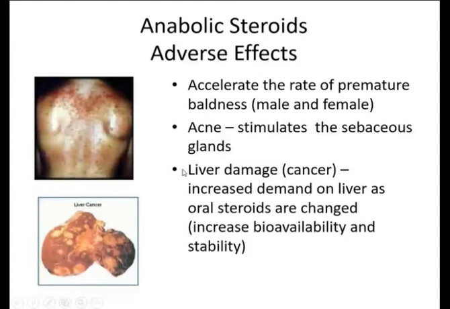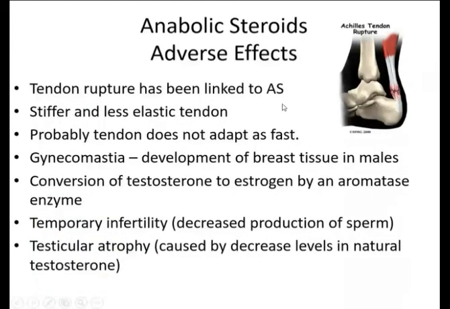Tendon rupture has been linked to anabolic steroids. The tendon can rupture, becoming stiffer and less elastic, probably because the tendon does not adapt as fast. Gynecomastia, development of breast tissue in males, through conversion of testosterone to estrogen by the aromatase enzyme. Temporary infertility, decreased production of sperm, and testicular atrophy caused by decreased levels of natural testosterone. These are the side effects of anabolic steroids.